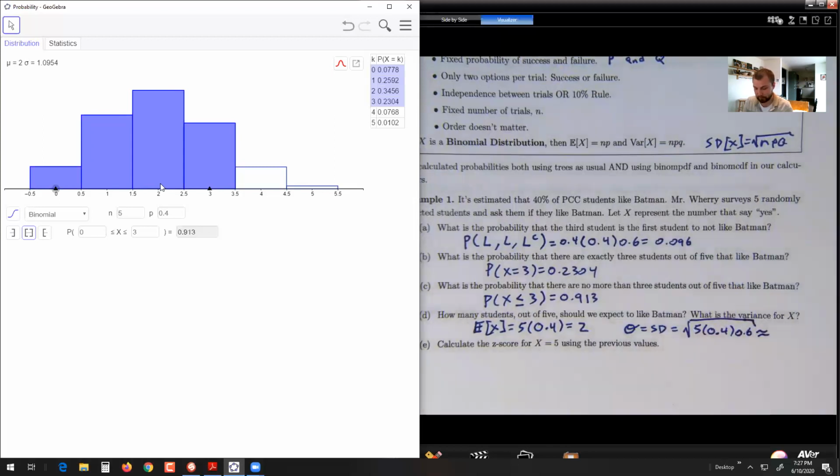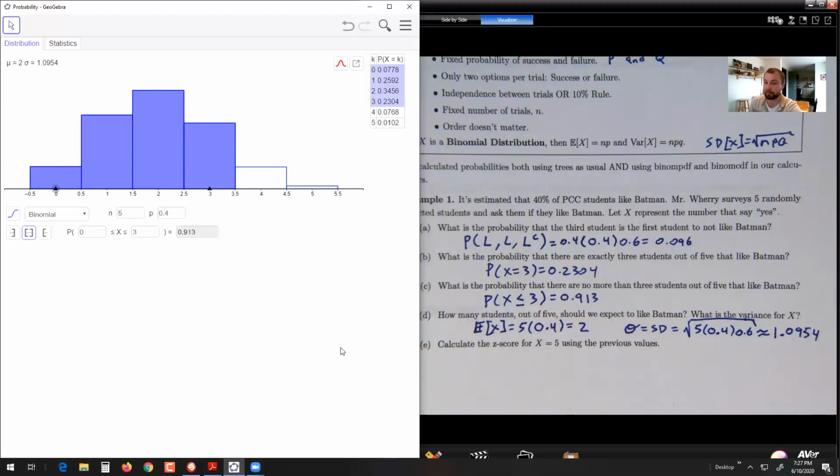Typing this into a calculator, I end up getting something like 1.0954 or so. And looking now at GeoGebra in this top left-hand corner, this is another way that I can verify these results. It's giving me my expected value and my standard deviation for this binomial graph.